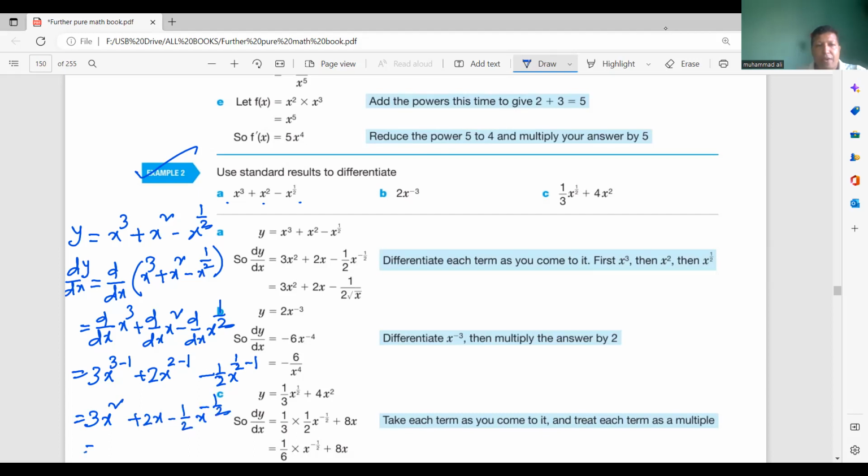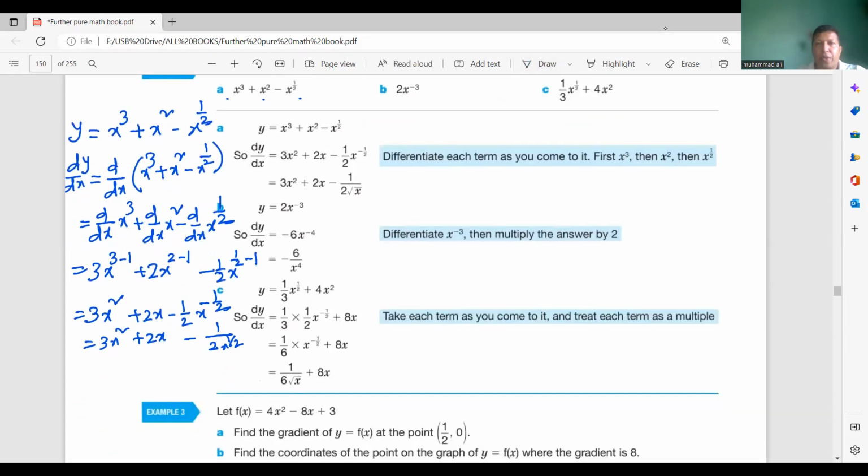So finally, we can write here 3x squared plus 2x minus 1 by 2. x to the power minus half means 1 by x to the power half. We can write this also in this way: 3x squared plus 2x minus 1 by 2 root x. I think everybody understands this maths. This maths also we are able to do.